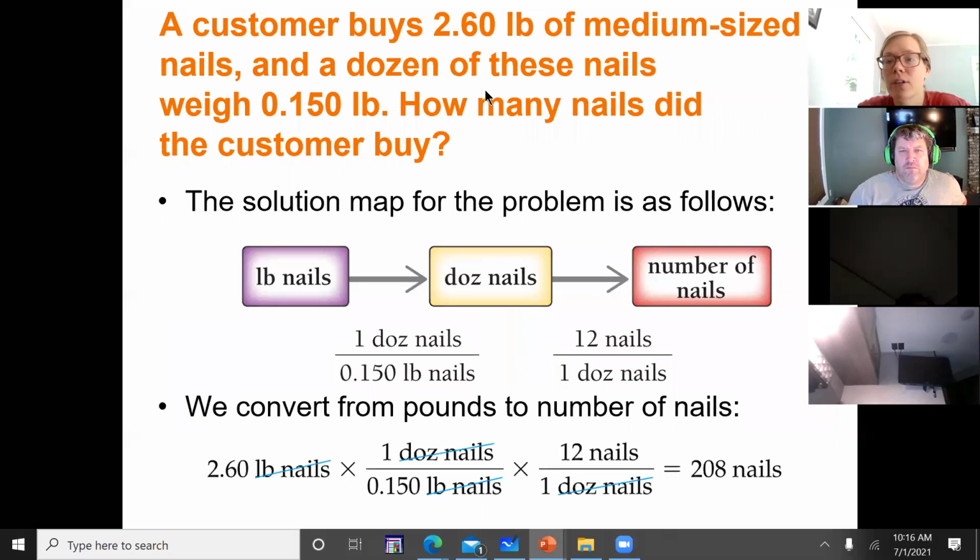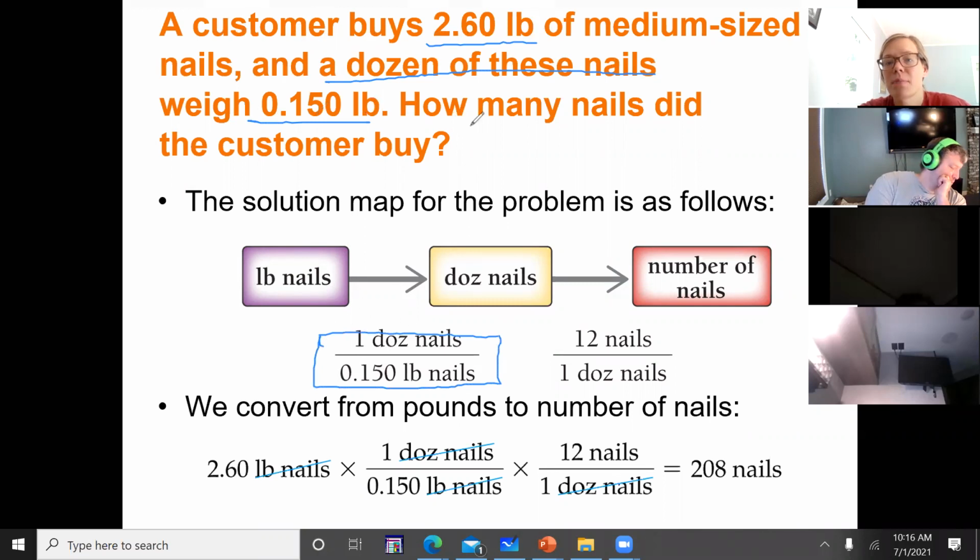So here's a little calculation with the nails. A customer buys 2.6 pounds of medium-sized nails, and a dozen of these nails weighs roughly 0.15 pounds. How many nails did the customer buy? So we're going back to conversion factors and those sorts of equality relationships. In this, we've got two things. The given piece of information is 2.6 pounds of nails. It says a dozen nails weighs 0.15 pounds. So that's our first conversion, right? 1 dozen nails equals 0.15 pounds.